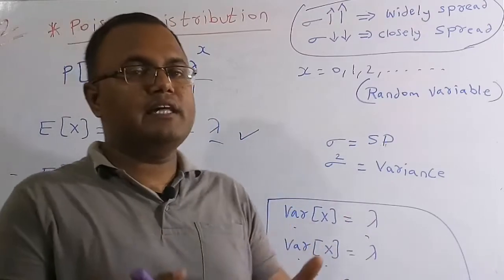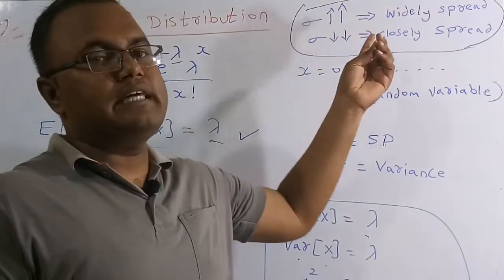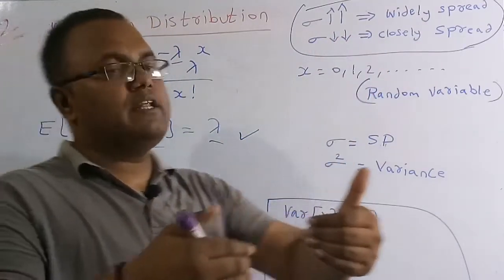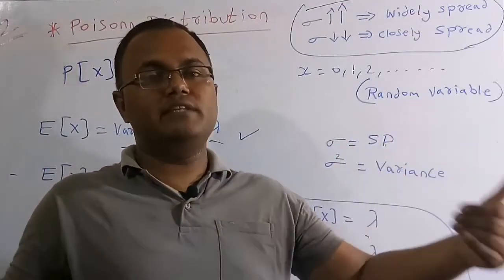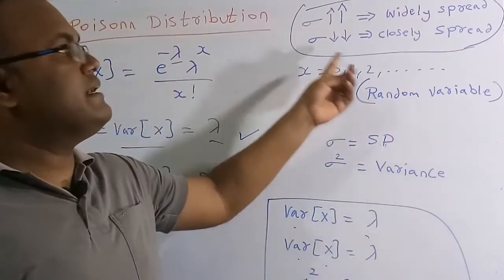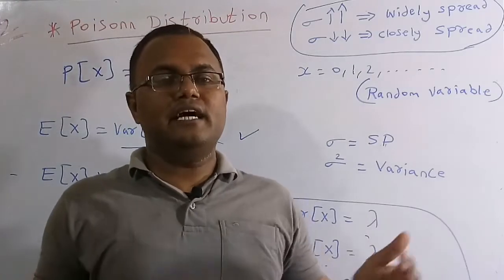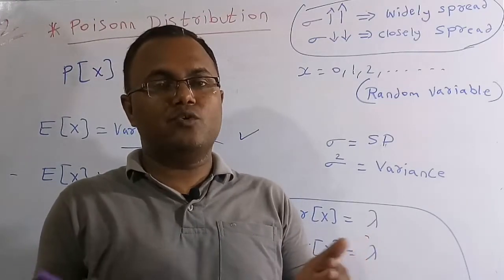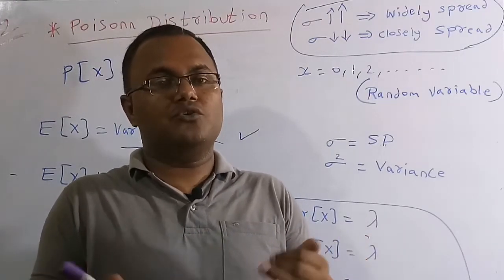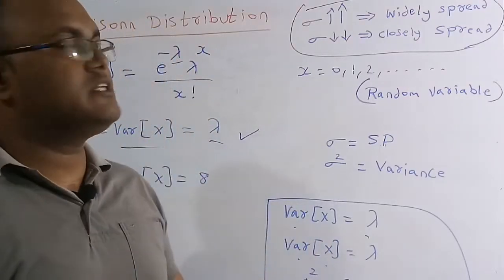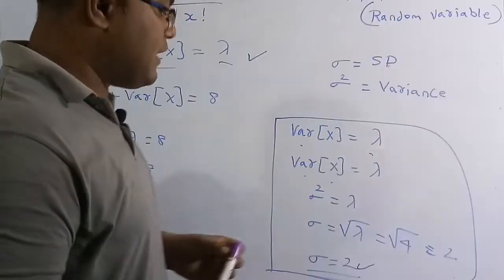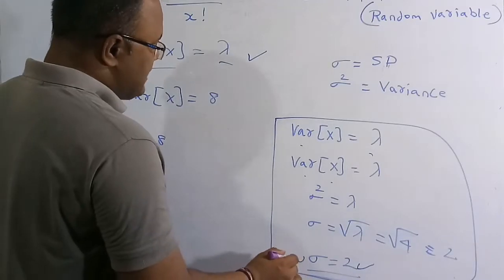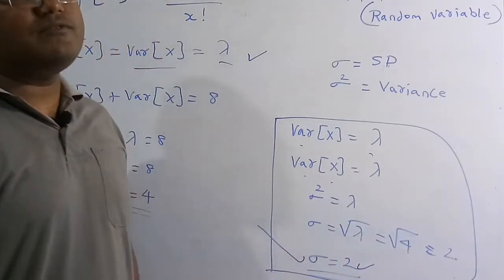So whenever the sigma increases, whenever the standard deviation increases, the data is very widely spread over the range of x. Whereas whenever the sigma decreases, we can say that the data is very closely packed around x is equal to 0. So these are the important points regarding the standard deviation. So finally the solution is standard deviation is equal to 2, which is the correct solution of this question.